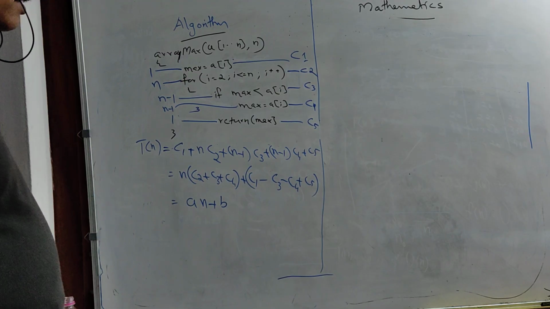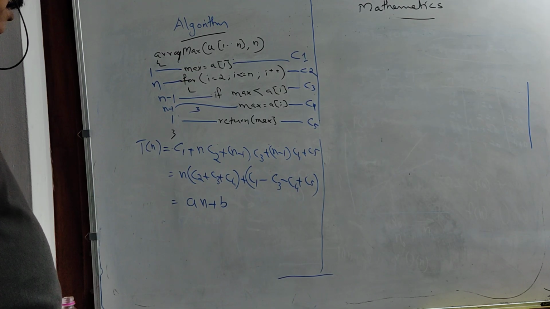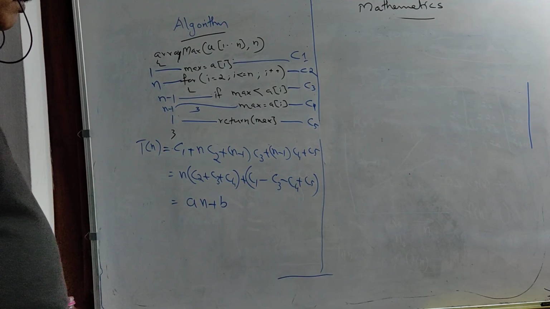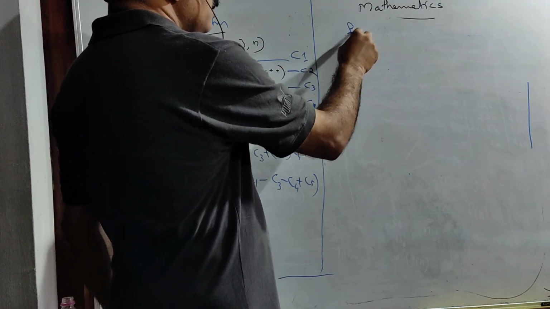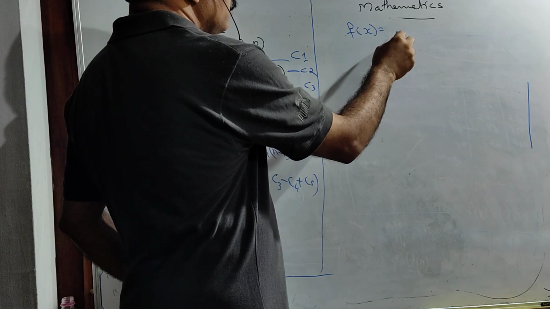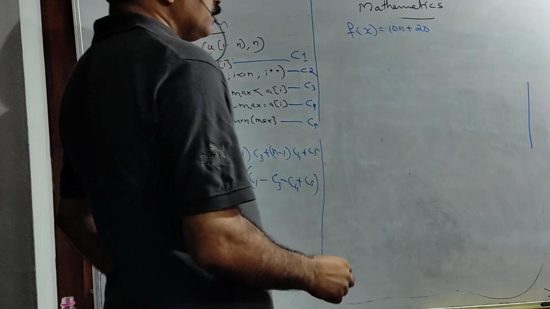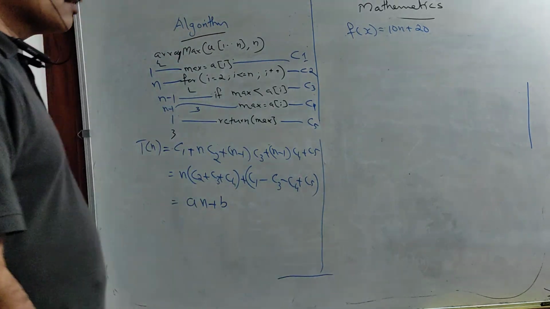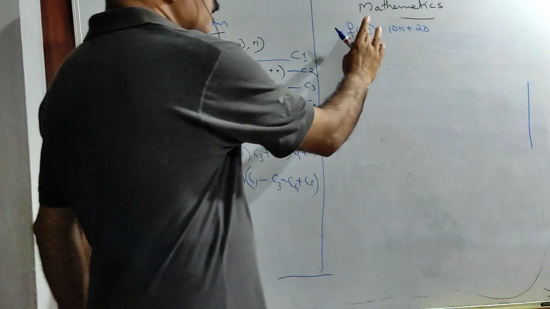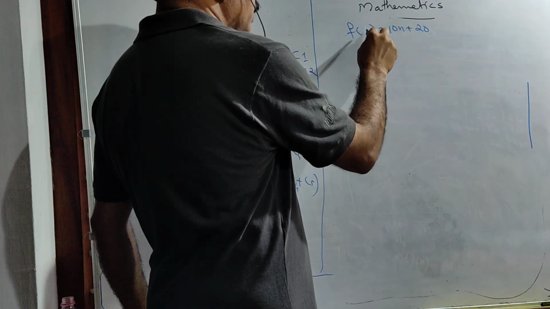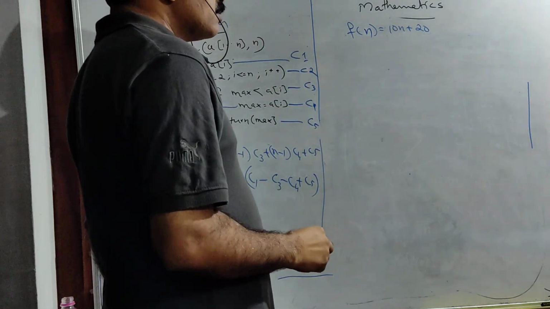Okay, next let us consider an equation or a function of the same form an plus b. Let us say some f of x equal to 10n plus 20. Okay, sorry, not f of x, let's say it is f of n. f of n equal to 10n plus 20.